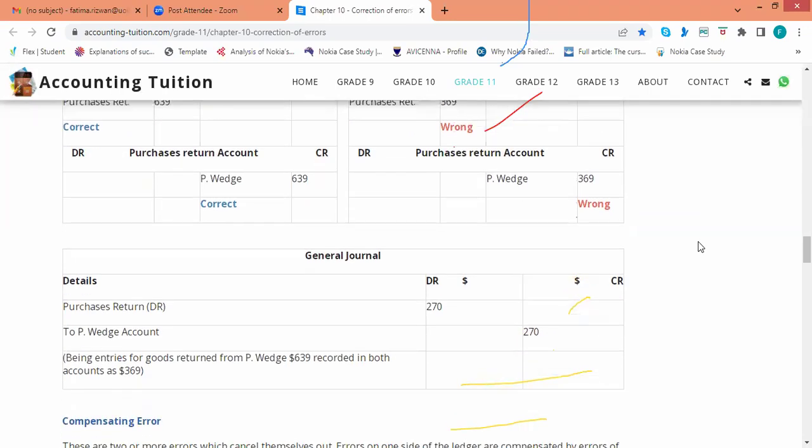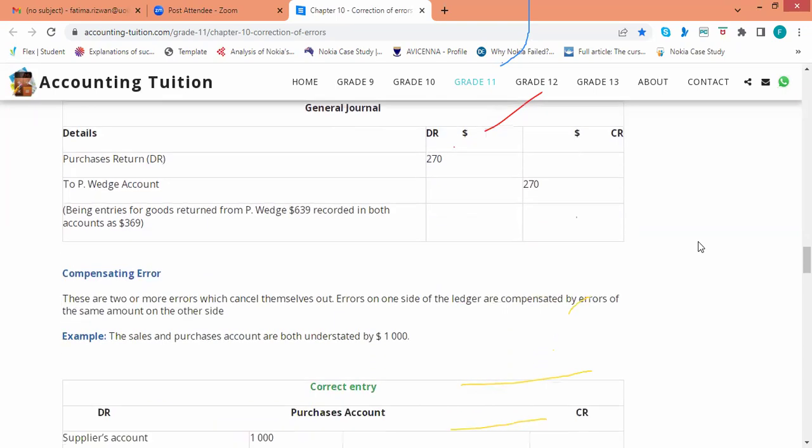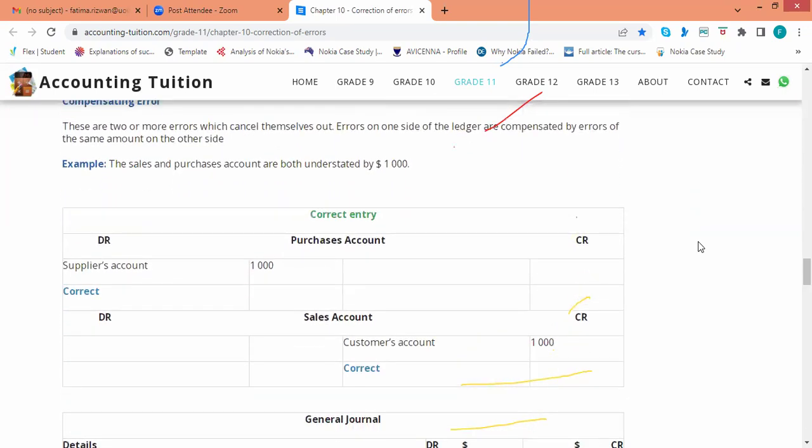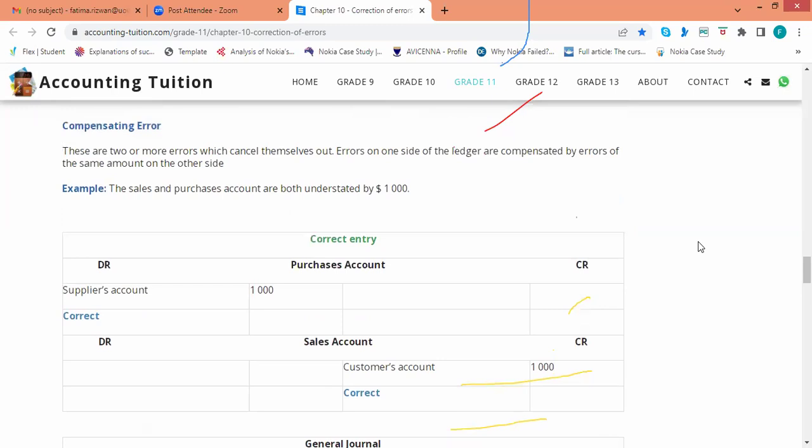All good here? Yes, ma'am. Then we have compensating error. Compensating error: there are two or more errors which cancel themselves out.